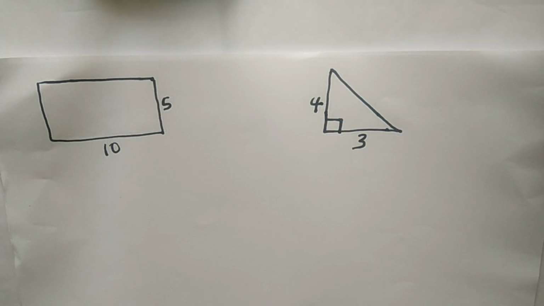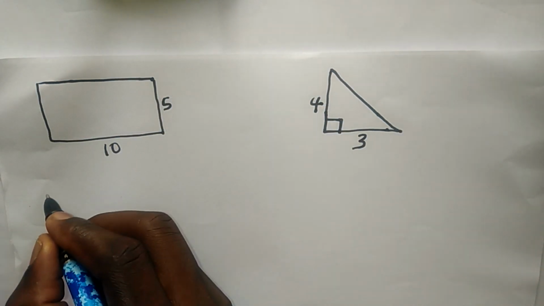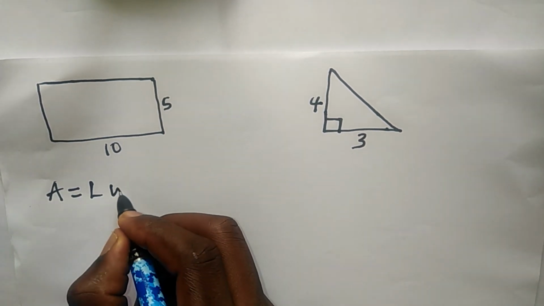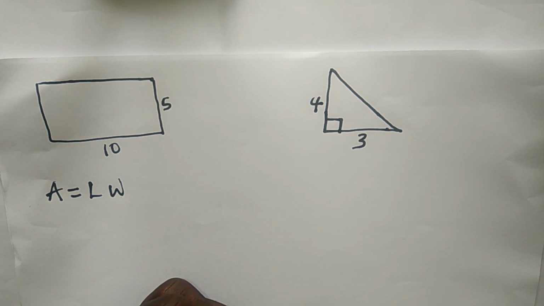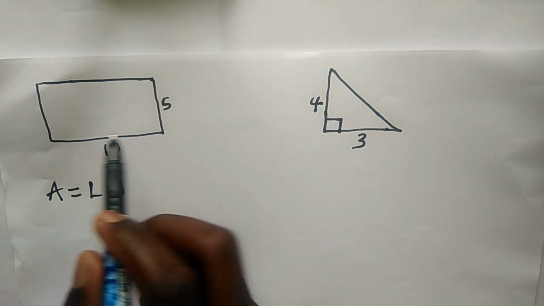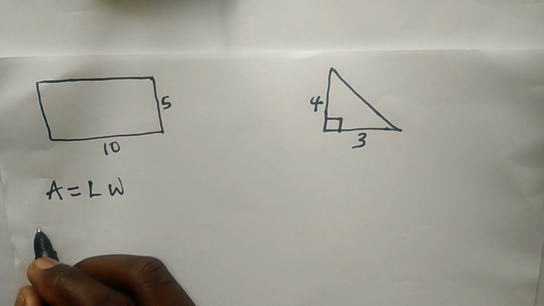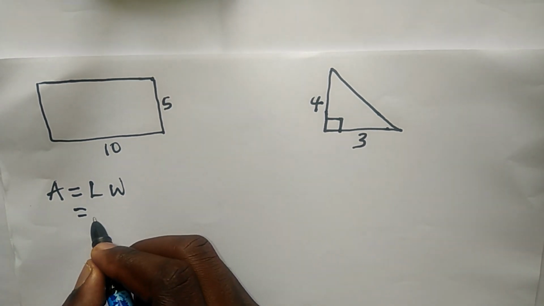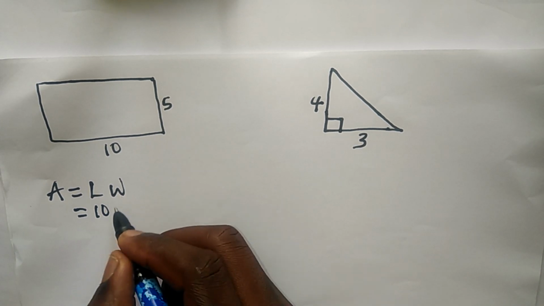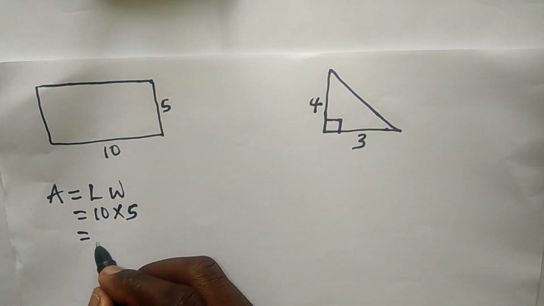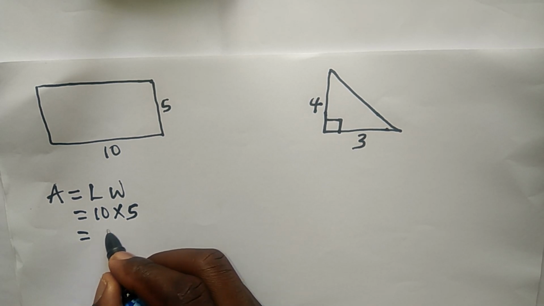Rectangle. We know the area of a rectangle A is equal to LW. L is the length and W is the width. Here is the length and this is the width. Now, to find the area of this rectangle, we know that the length is 10, the width is 5. Therefore, what we have as the area of this rectangle is 50 square units.